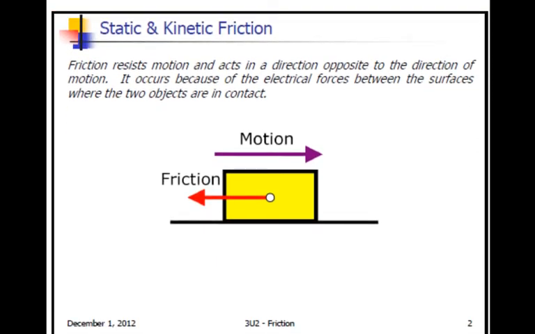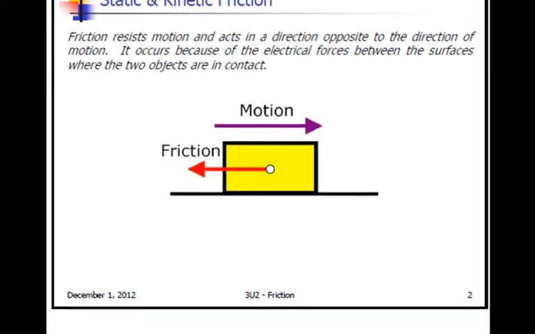Friction is a resistive force, so it always resists motion. It acts in the opposite direction of the direction of motion. It occurs because of electrical forces between the surfaces where the two objects are in contact. So it's actually an electromagnetic force. It's the electric repulsion between the atoms in one surface and the atoms in another surface.